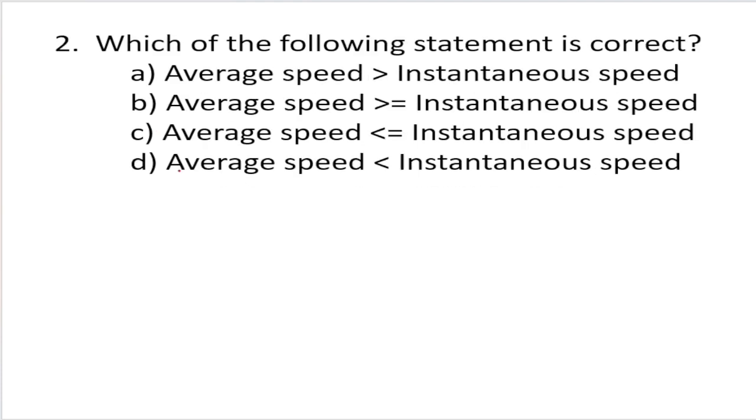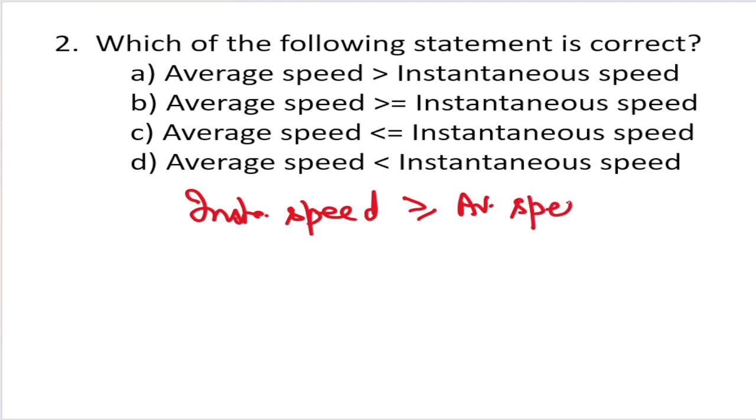Now question number two, which of the following statements is correct? Average speed is greater than instantaneous speed, average speed is less than or equal to instantaneous speed. तो इंस्टेंटेनियस स्पीड जो होती है दैट इज ऑलवेज ग्रेटर देन एवरेज स्पीड. सो द करेक्ट ऑप्शन इज इंस्टेंटेनियस स्पीड इज ग्रेटर देन और इक्वल टू एवरेज स्पीड, और एवरेज स्पीड इज लेस देन द इंस्टेंटेनियस स्पीड. सो करेक्ट ऑप्शन इज सी.